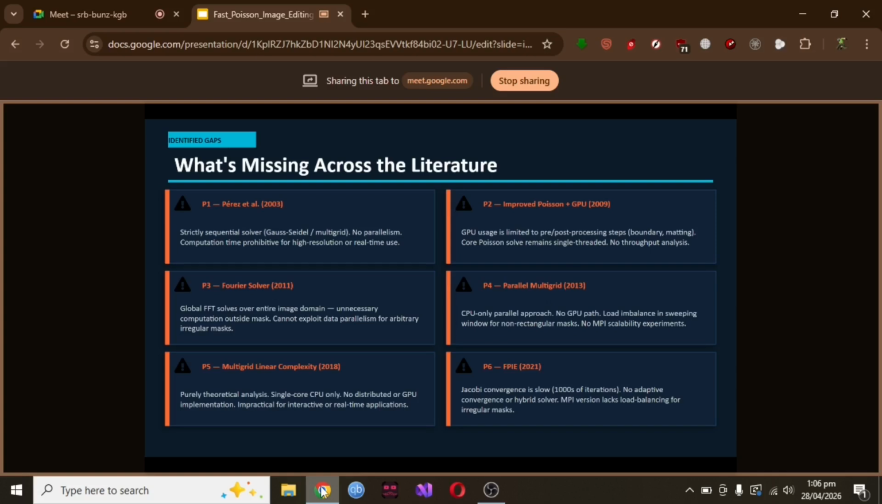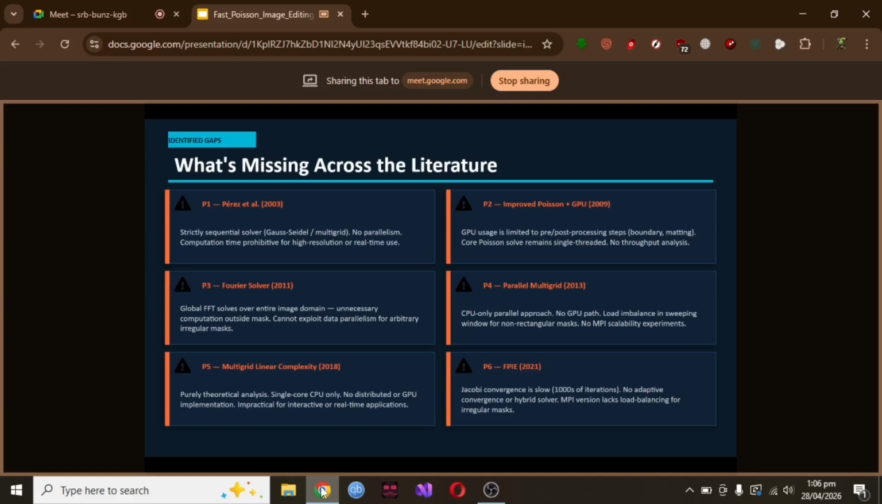When we look at the gaps, they are basically being solved and worked upon in an incremental manner, but that is still not sufficient. So the first one was a very basic core CPU sequential algorithm, which had no GPU acceleration whatsoever. After that, in 2009, GPU acceleration was added, but only in the post and pre-processing algorithms, not in the actual algorithm itself, the actual solver. After that, in 2011, we had the full Fourier transform, which solved over the entire image, not on the mask, but on the entire image, which was basically a waste of resources and a waste of processors.